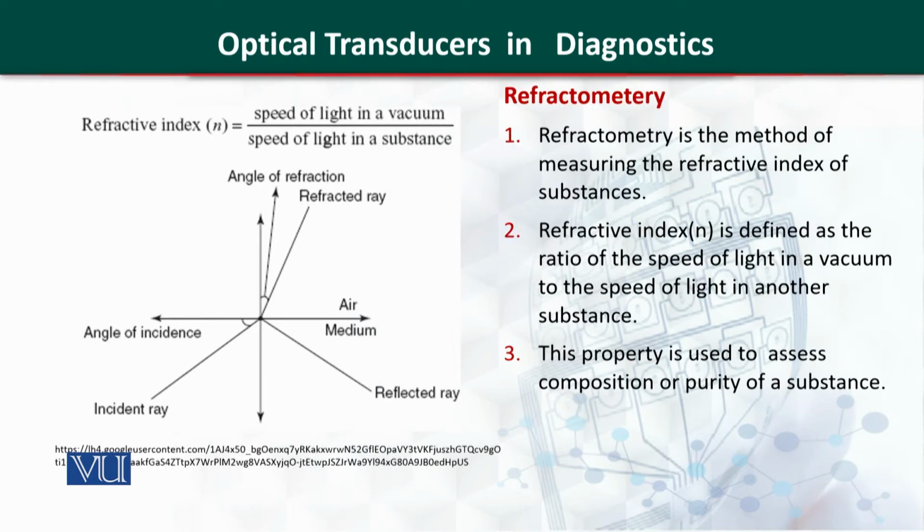The first principle that is utilized by the optical transducer is refractometry. Refractometry is the method that measures the refractive index of the substance. And refractive index is defined as the ratio of speed of light in a vacuum to the speed of light in another substance. This property is used to assess the composition or the purity of the substance.